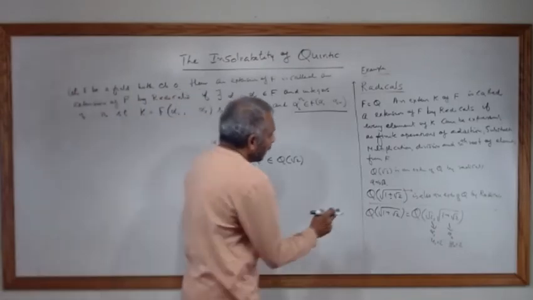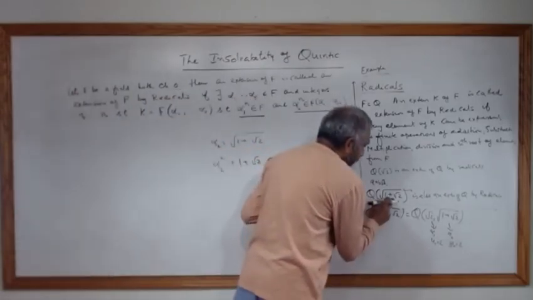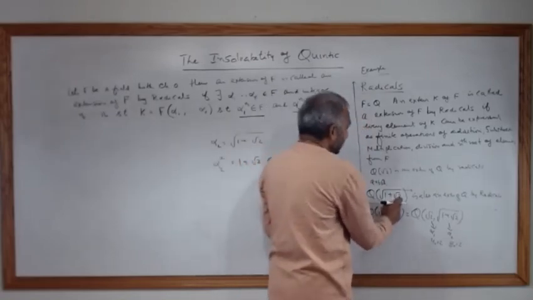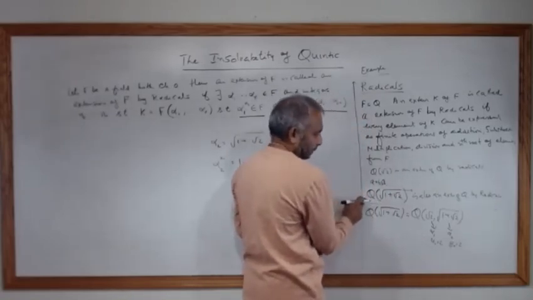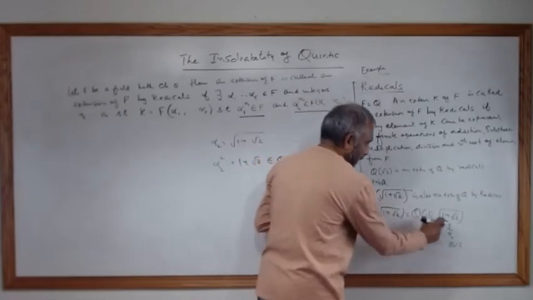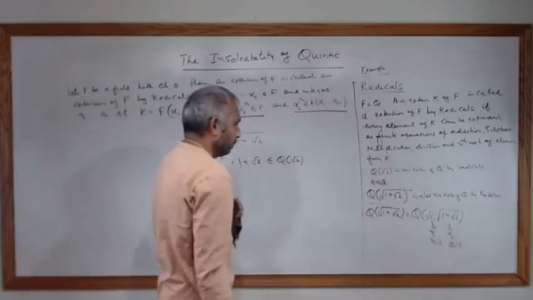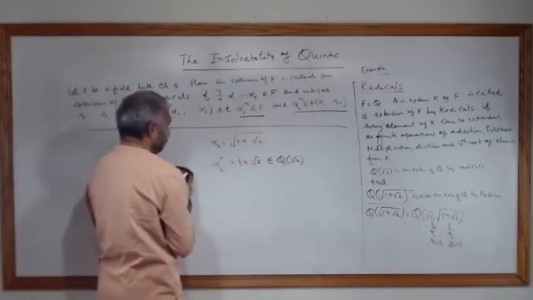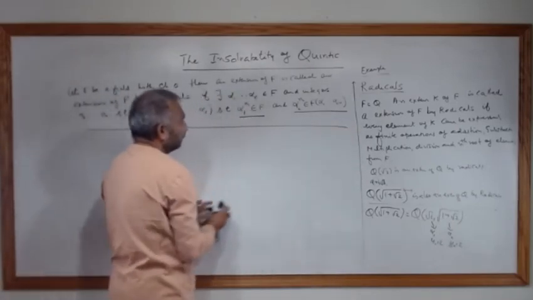So Q of root of 1 plus root 2 is an extension of Q by radicals, because this can be expressed like this. So this is the formal definition of an extension by radicals.